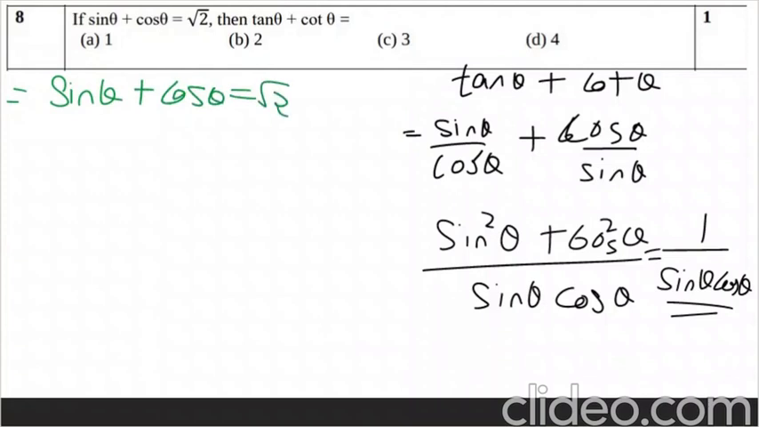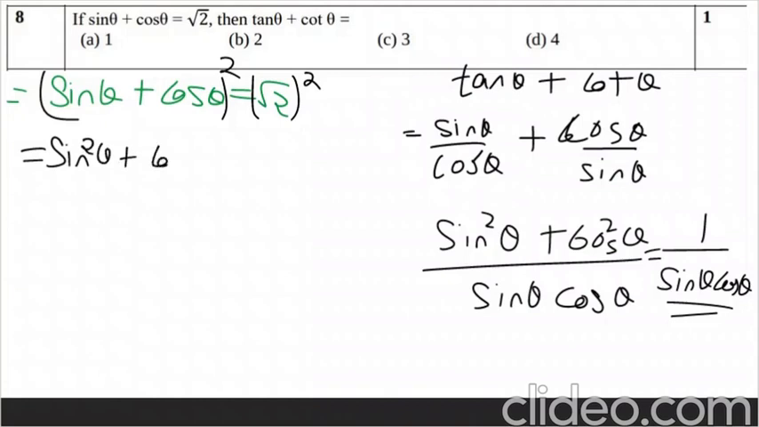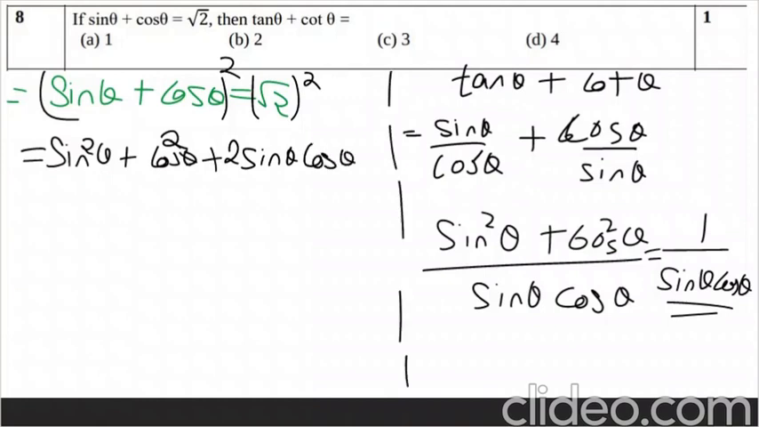If I do squaring on both sides, this becomes whole square, this also becomes square. Now, sine theta plus cos theta whole square gives me what? (a plus b) whole square gives me a square plus b square plus 2ab. So, sine square theta plus cos square theta plus 2 sine theta cos theta, correct, that is equal to what? Root 2 whole square is nothing but 2 only.